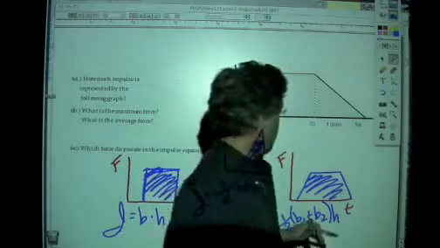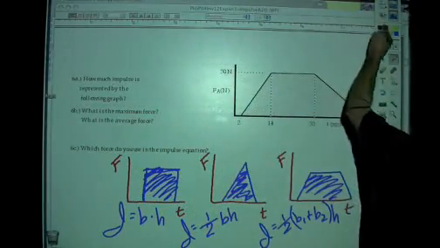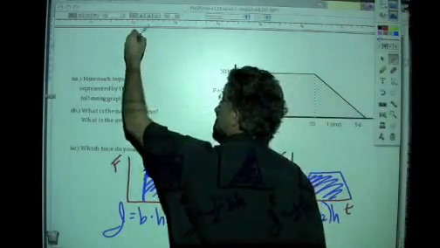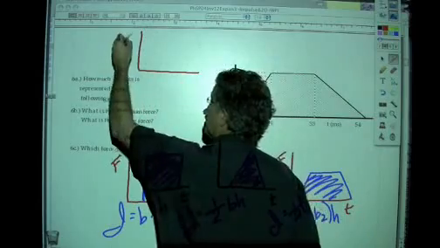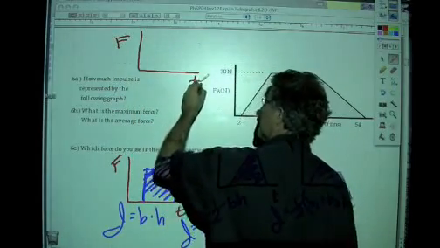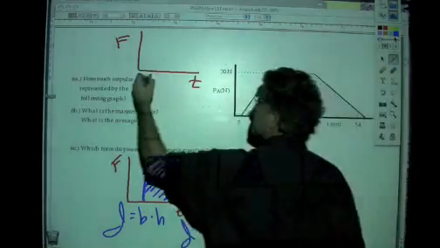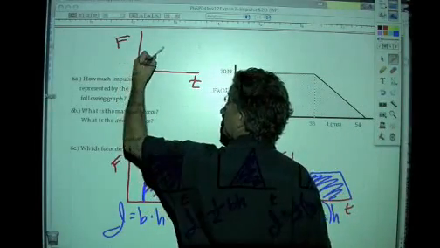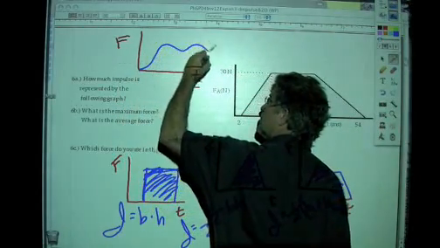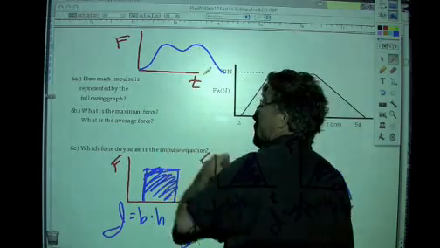Now, I want to make a note. If you're doing calculus, you may run across this in your calculus class, where you have some kind of force times time, and let's say the graph looks like this. It comes up and then has some sort of a double hump, some kind of a camelback.